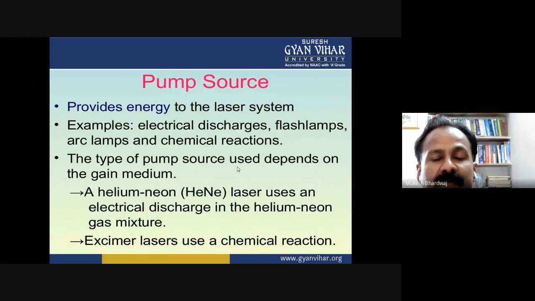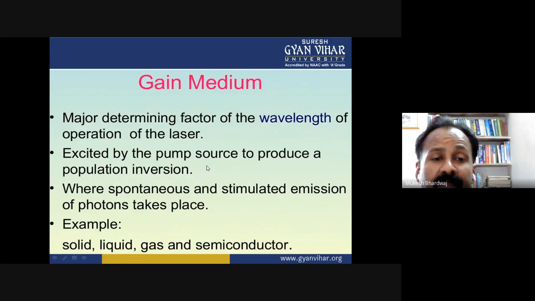Excimer lasers use a chemical reaction. So the pump source used depends on the gain medium. Now, the gain medium is a major determining factor of the wavelength of operation of the laser. It is excited by the pump source to produce a population inversion, where spontaneous and stimulated emission of photons takes place. Examples: solid, liquid, gas, and semiconductor.